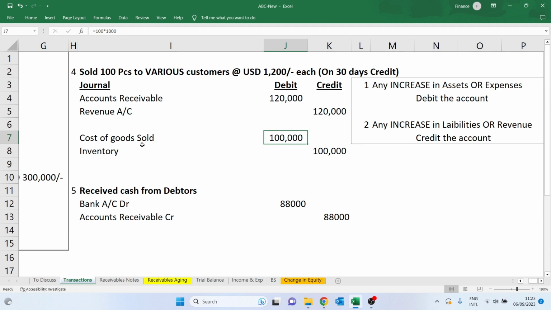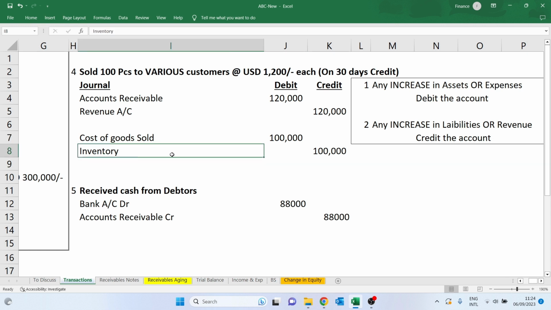So that cost we have to debit, right? This cost is expense in nature. It is the cost that we have paid for procuring the inventory, for bringing the pieces into our stock. So this is an expense. If the cost is increasing, we need to debit that account. Any increase in expense will be debited. So we have debited because the cost is increasing.